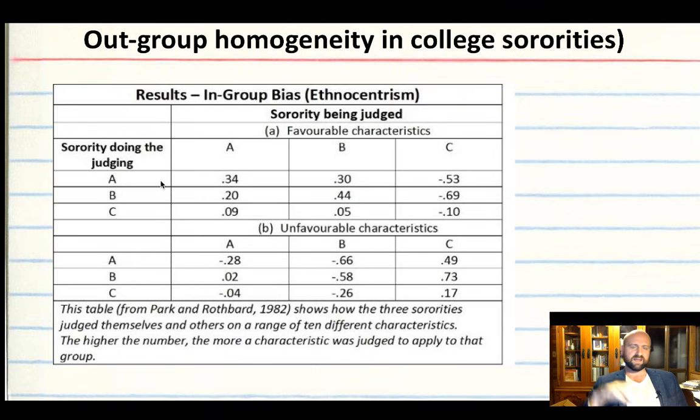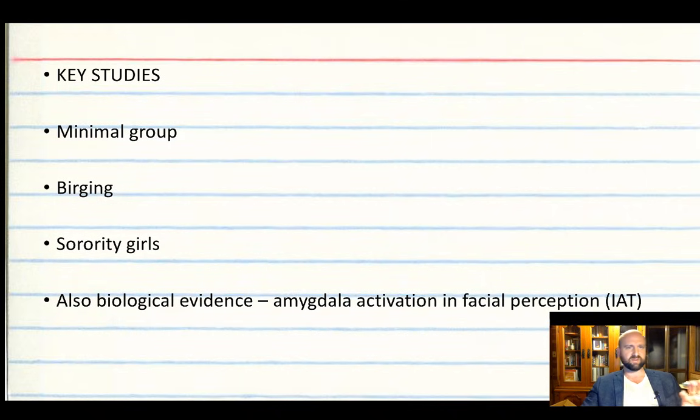When we're ranking our own group, we tend to rank them positively. When we view outgroups, we tend to view them negatively. This is a good study, I think, that shows in-group bias. Okay, so just to recap, we've got the minimal group studies, Burgin and the sorority girls.